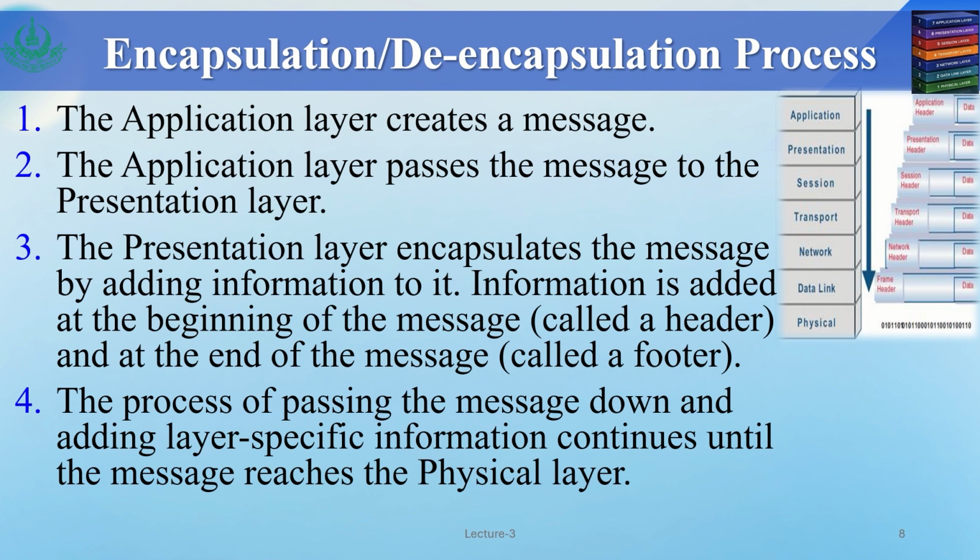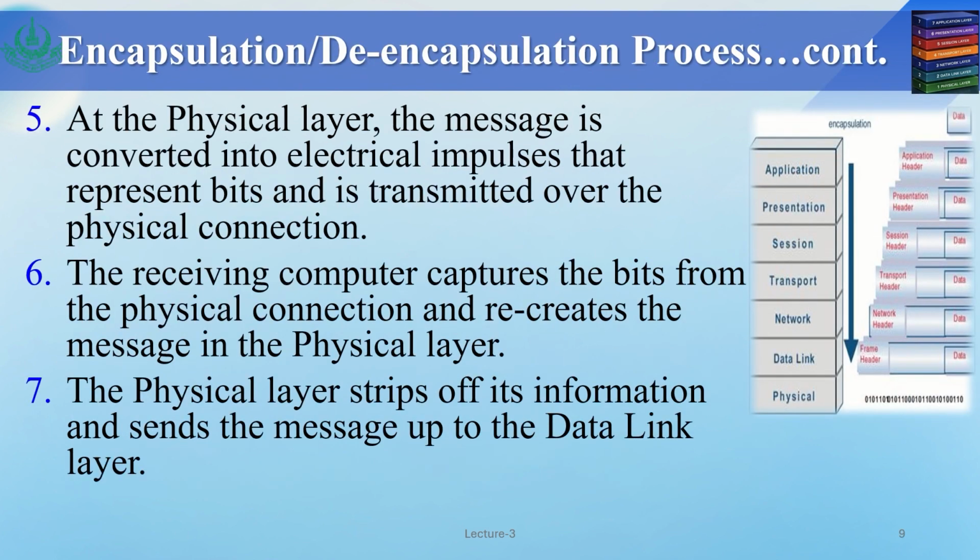Information is added at the beginning of the message, called the header, as we discussed, and at the end of the message, called the footer or tail. The process of passing the message down and adding layer-specific information continues until the message reaches the physical layer. At the physical layer, the message is converted into electrical pulses, called current, that represent bits and are transmitted over the physical connection.